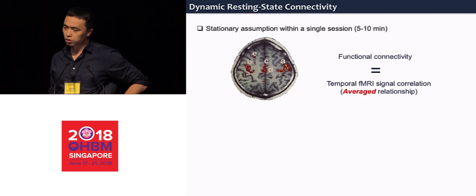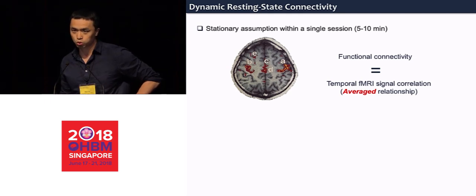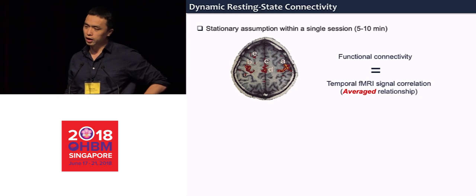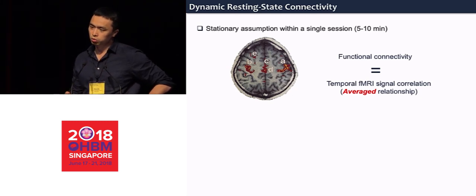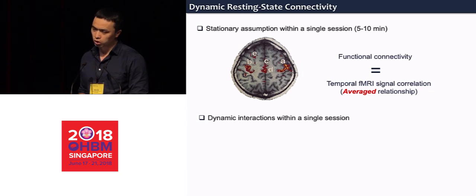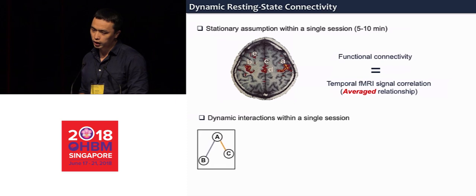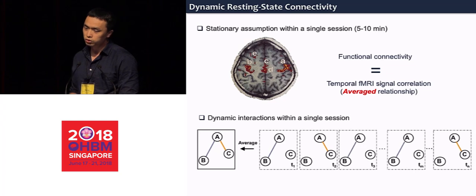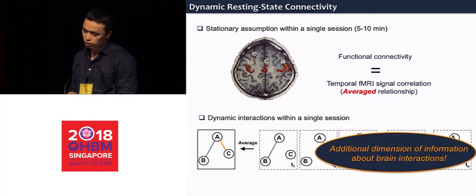When we say functional connectivity, we actually mean the temporal correlation between fMRI signals, typically calculated over the entire session, assuming the relationship is stable. However, the brain is such a dynamic system that different regions may interact with each other dynamically. For example, a correlation between three brain regions, A, B, and C, could result from the interaction between A and B during some time periods, plus the interaction between A and C during other time periods. I think the stationary correlation ignores all of this information.